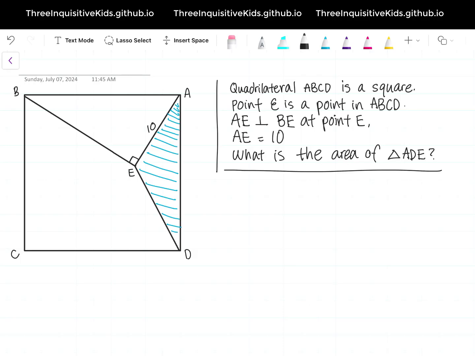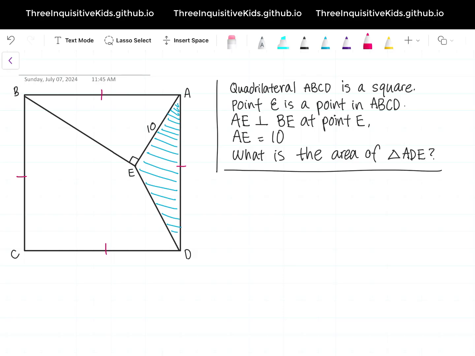I'm here to show you a problem that I came across recently on the internet. Basically, it's a geometric problem that's asking for the area of a specific shaded region. The problem says that quadrilateral ABCD is a square. So because it is a square, we know that the 4 side lengths are all equal.